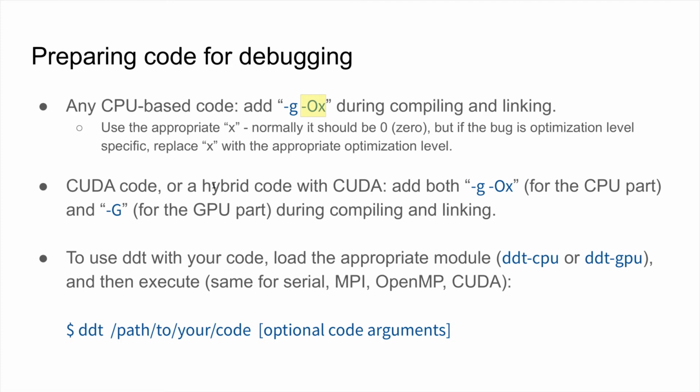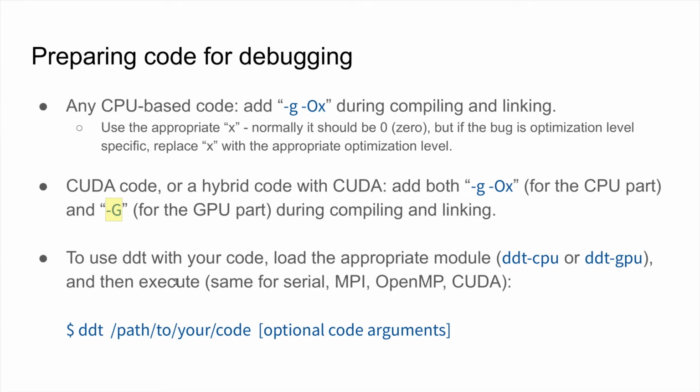For CUDA code or hybrid code using CUDA, you have to add both the flags I just described for the CPU part, and for the GPU, don't forget to include -G during compiling and linking. By the way, what happens if you forget to put this or this? You still can run DDT, it will open, but instead of seeing the source text inside the main window of DDT, you'll see, in a couple of minutes, a message warning that you probably forgot to compile it with -g and -G. So you just have to recompile your code and run it again with DDT.